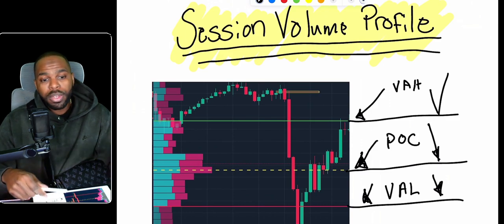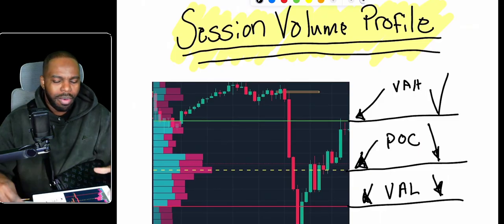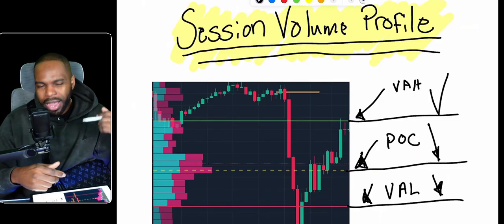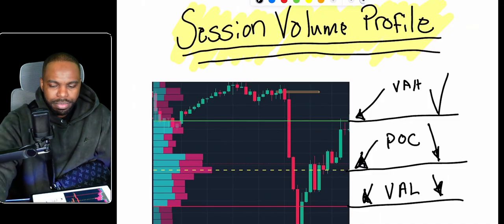Okay, so let's go ahead and go to a live chart. I'm going to give you a couple of examples and show you guys exactly how I use these levels. That way you can get a better understanding of how powerful these key levels are.